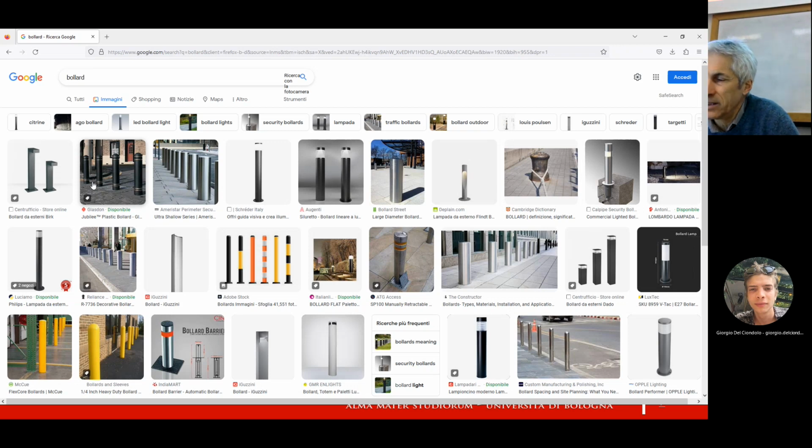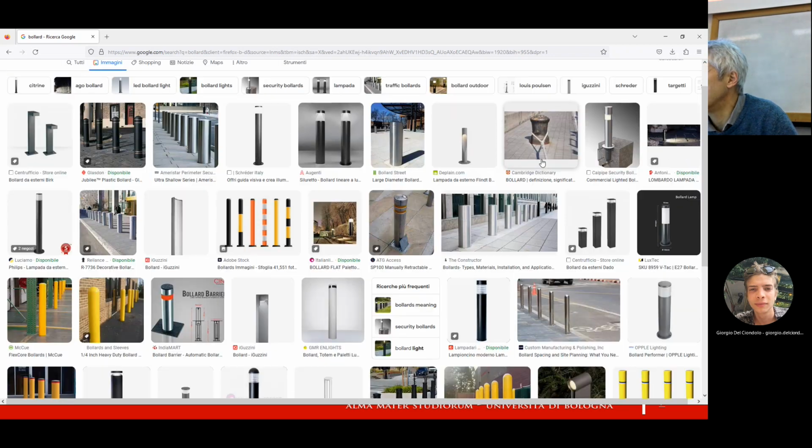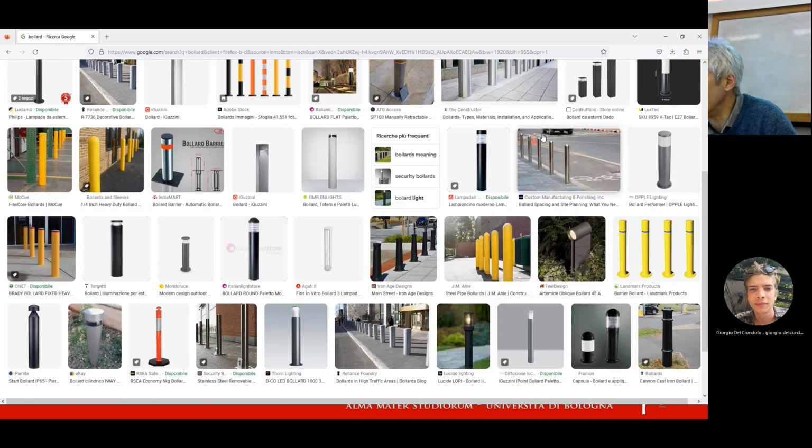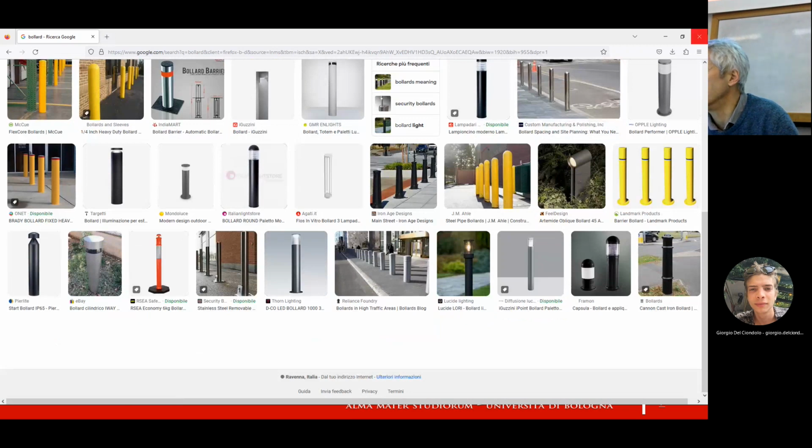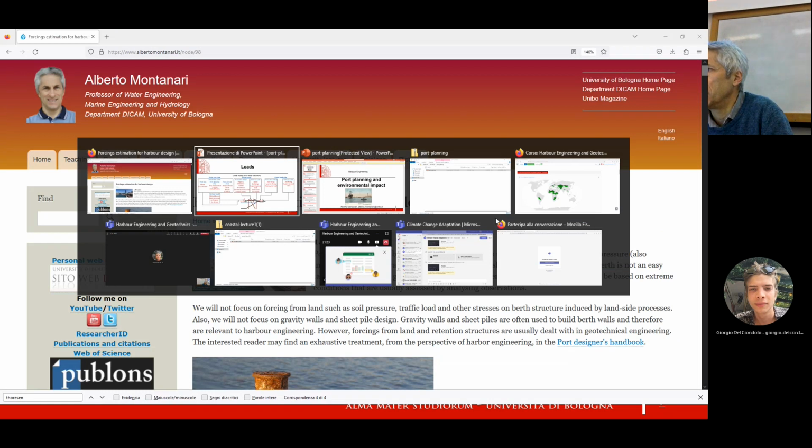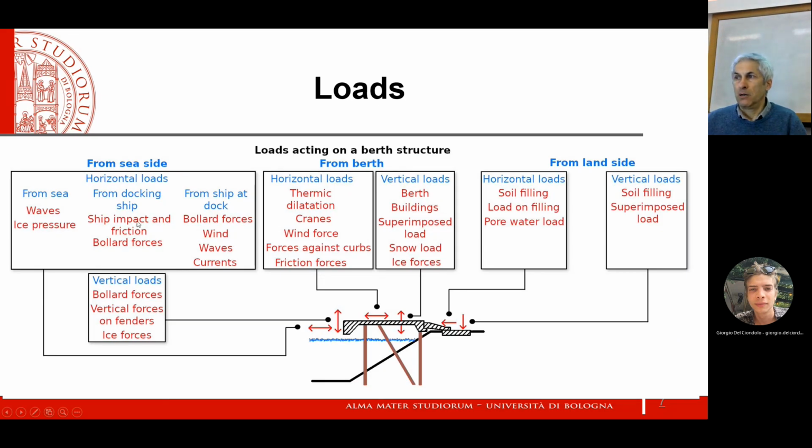Bollards can be used also in the urban environment to avoid access to roads, but in our specific context, the bollard is like this picture shows. It's a mooring point for a ship. Good. Let me close the parentheses and let's go back to the PowerPoint. So, bollard forces are a horizontal load.